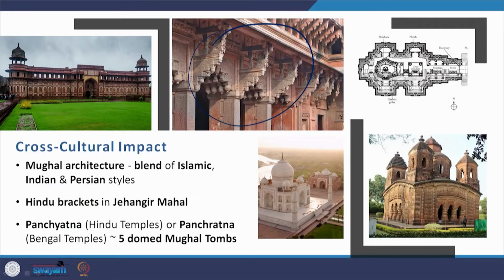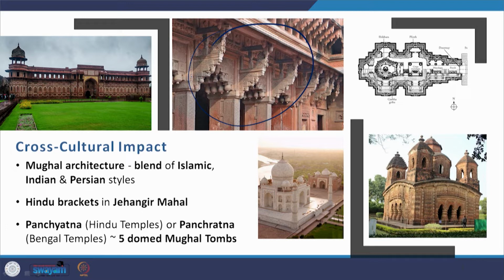Of course, we see the impact all across the culture. We see the impact in our clothing, in our languages, like I said, in our food habits or cuisine, and of course in our buildings. The cross-cultural impact was like Mughal architecture, which is a blend of Islamic, Indian and Persian styles of architecture. For example, we see Hindu brackets in the Jahangir Mahal, which is a part of the Agra Fort.